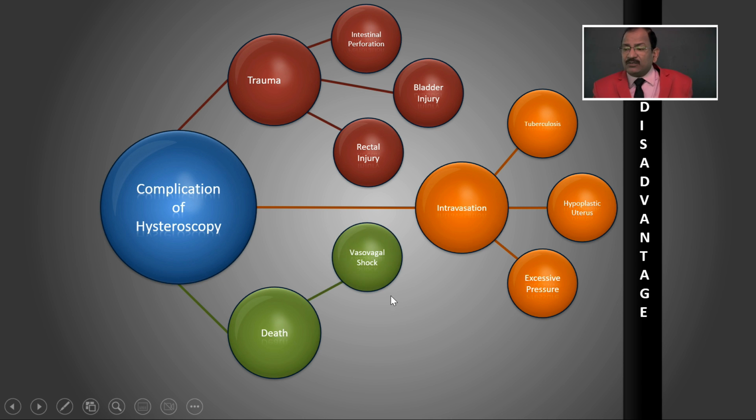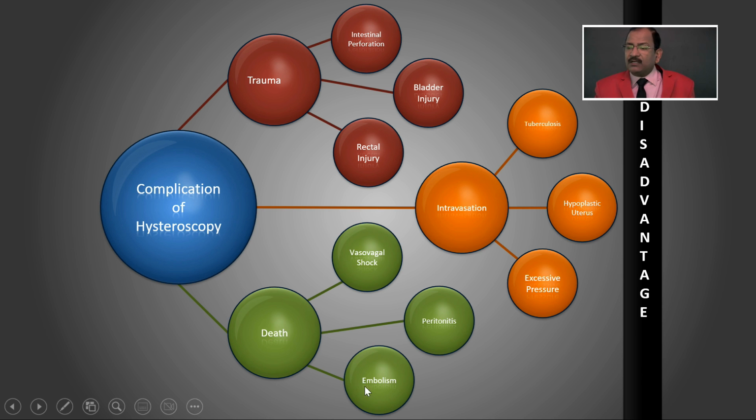Death happens due to two factors. Immediate death happens due to vasovagal shock and embolism. And late death can happen due to peritonitis. Immediate death is due to the excessive pressure, like 400 millimeter mercury, vasovagal shock, and death can happen on the table itself, or air embolism.